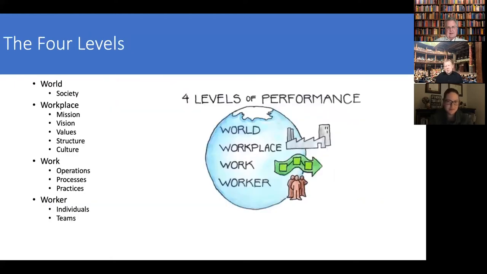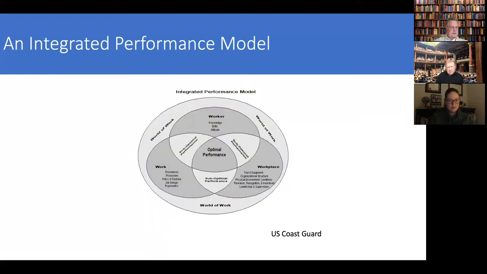Okay, the four levels I've already mentioned. The four levels are world, workplace, work, and worker. We start with the world in mind. If you think from a broad standpoint and work your way down, then you can think about how you can have impact at the fourth level.